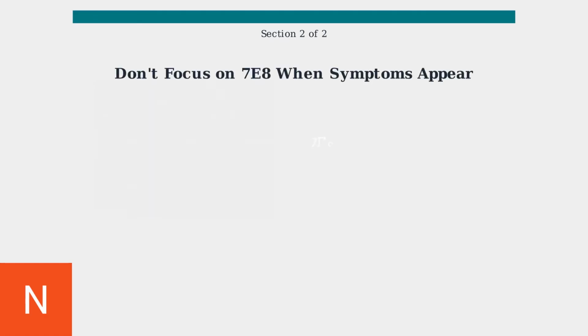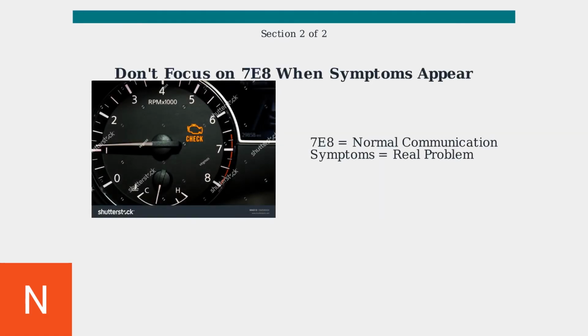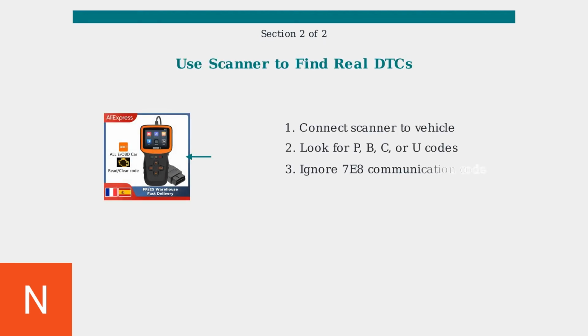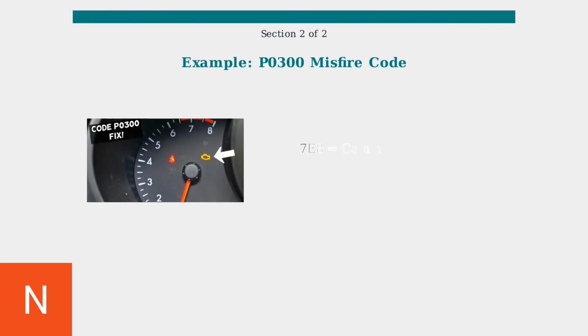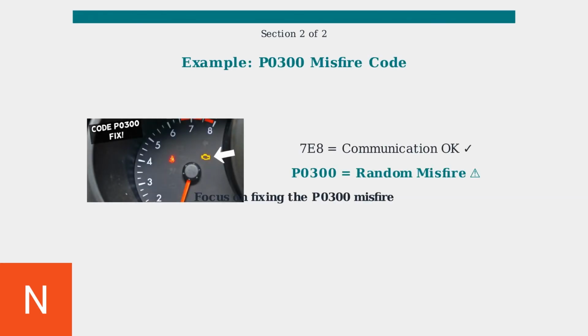The most important rule is, don't focus on the 7E8 code itself. This code is just telling you that your scanner is communicating properly with the engine control module. Instead, use your OBD scanner to identify the actual diagnostic trouble codes that are present. These are the codes that will guide you to the real problem. For example, if you see a P0300 code, this indicates a random misfire detected. This P0300 code is what you need to address, not the 7E8 communication code.